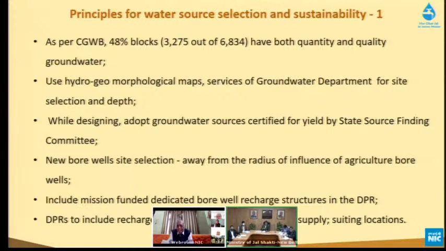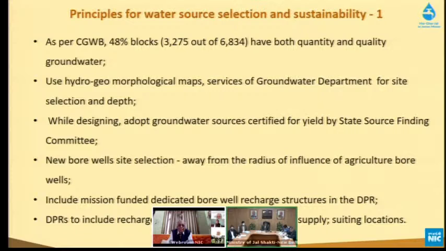Again, we have found in the field a number of DPRs from the states, and we are very sorry to inform that the detailed borewell recharge structure is supposed to be a part of it, but a dedicated recharge structure for borewells is not forming part.